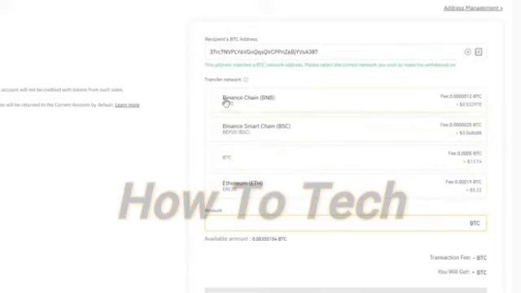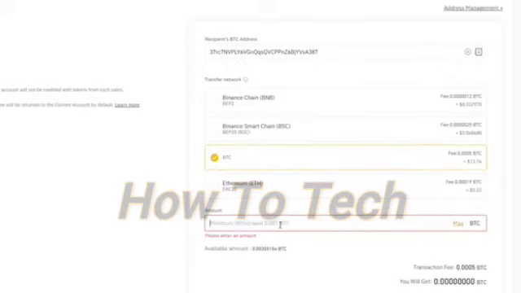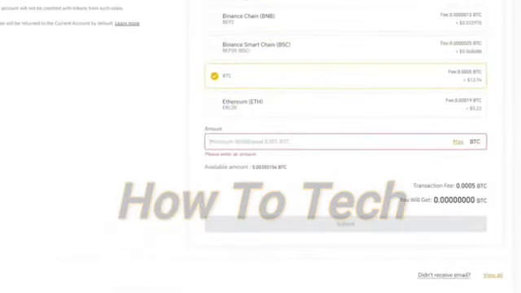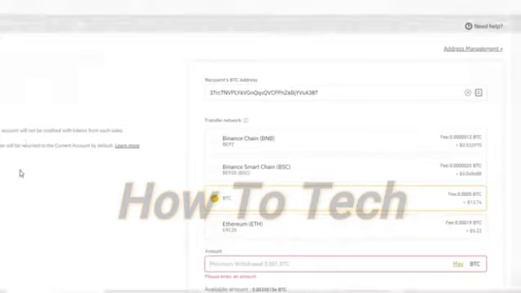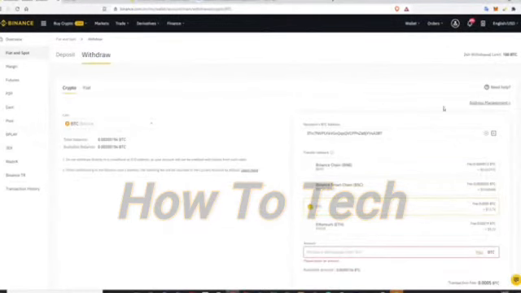So you can also send BTC using Ethereum, for example, but I don't want you guys to confuse yourselves with those kinds of chains. So stick to BTC over here, and you can put the amount that you want to withdraw over here, and then you click submit. If you have two-factor authenticator activated, it's going to ask you to verify through email or your phone and what have you. And that's really all it is when it comes to depositing and withdrawing.